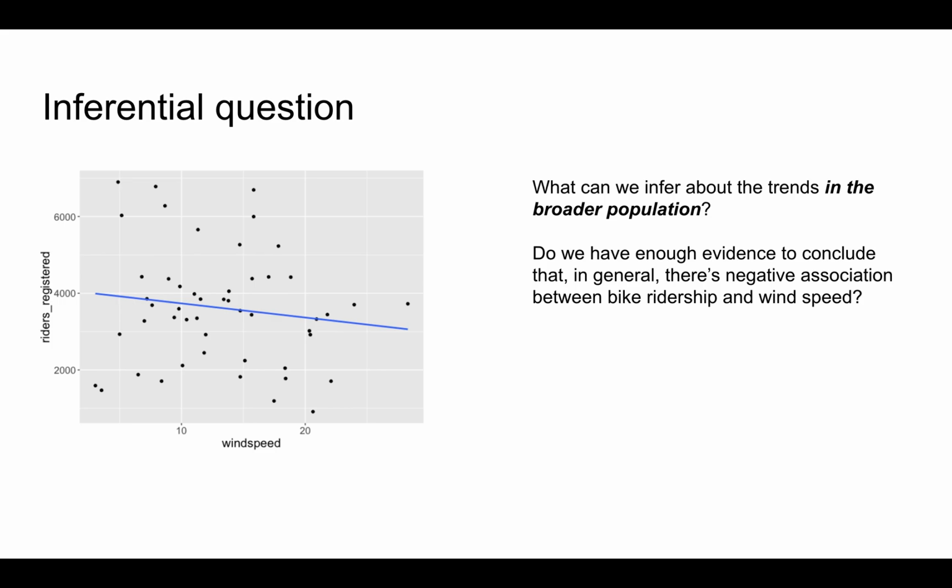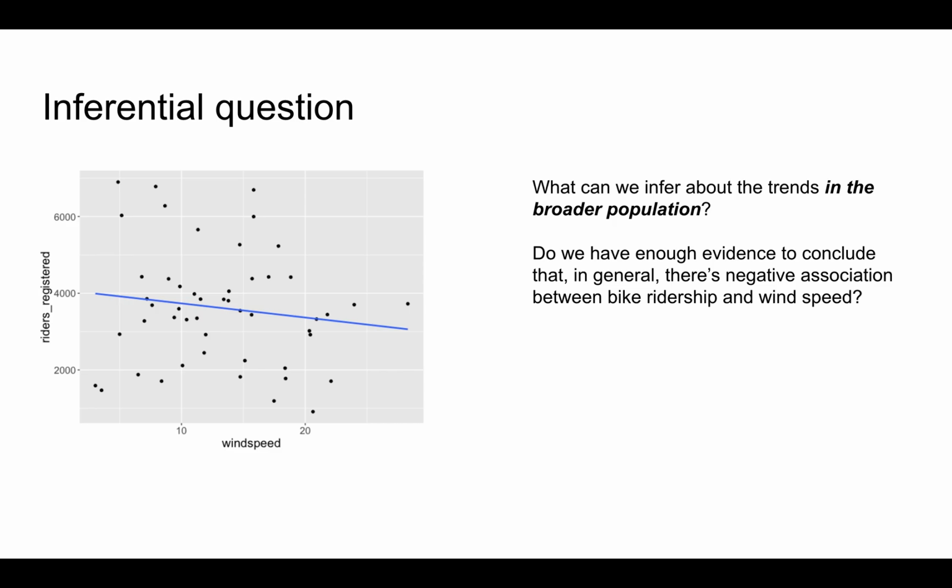For example, do the patterns observed in our sample data here provide enough evidence to conclude that, in general, there's a negative association between bike ridership and wind speed? Or do we think that these patterns might just be a random manifestation particular to the 50 data points we happened to get?